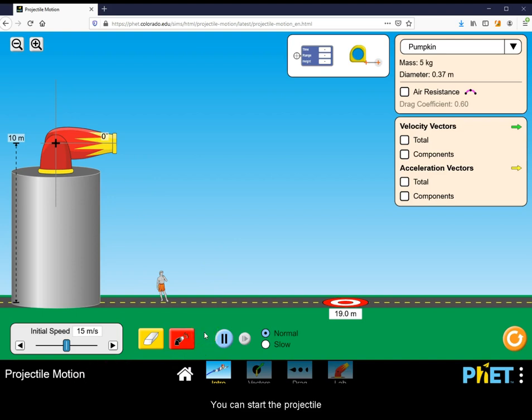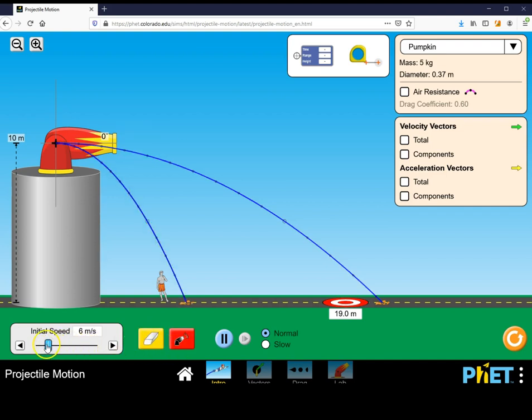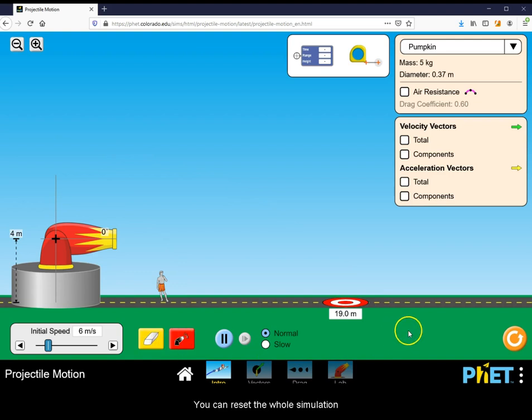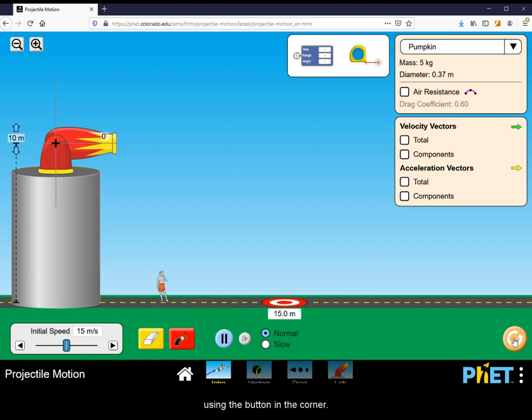You can start the projectile by pressing this red button. You can erase previous paths using the yellow button. You can reset the whole simulation using the button in the corner.